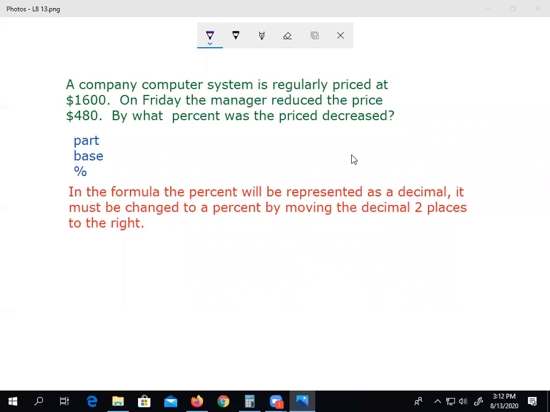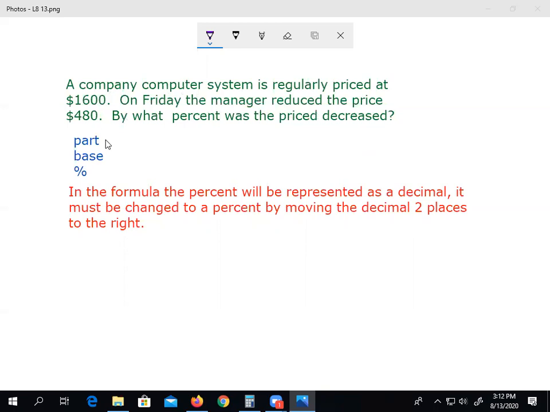So as we move more into percent problems, let's look at this example. A company computer system is regularly priced at $1,600. On Friday, the manager reduced the price $480. By what percent was the price decreased?